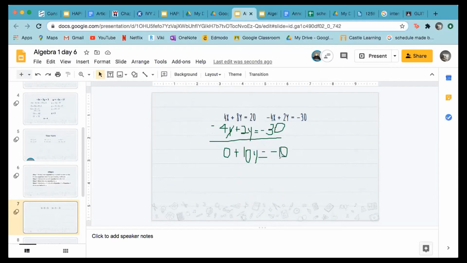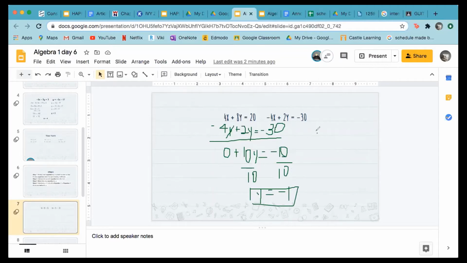Okay. And then you want to solve for y. So you do like every other equation. You just divide both sides by the positive 10, which gives you y equals negative 1. And then you want to solve for x. So take your y equals negative 1 and plug it into either equation you want. Just for now, I'll do the first equation.